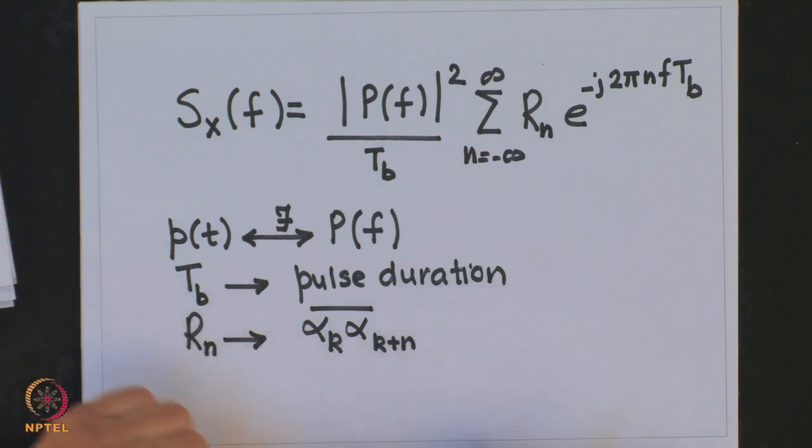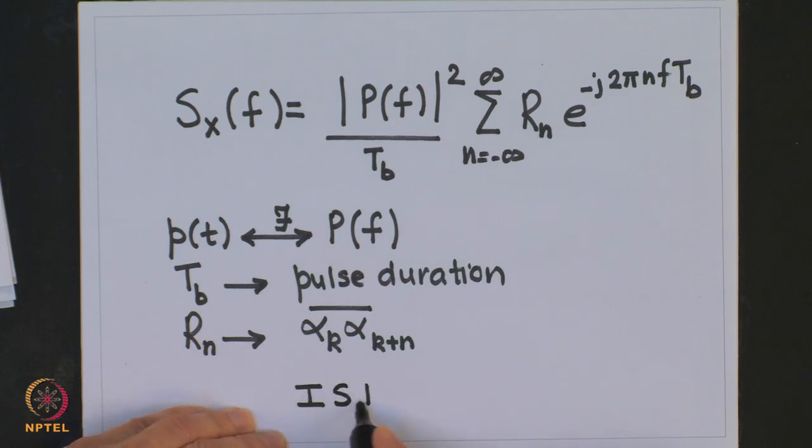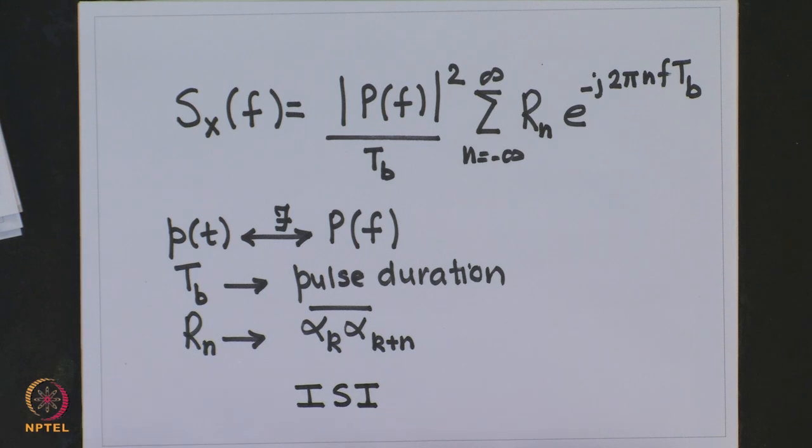So, spreading of a pulse beyond its allotted time interval, that is Tb, will cause it to interfere with neighboring pulses, and this is known as intersymbol interference, popularly known as ISI. It is important to know that ISI is not noise. It is caused by non-ideal channels that are not distortionless over the entire signal bandwidth. So, ISI is a manifestation of channel distortion.